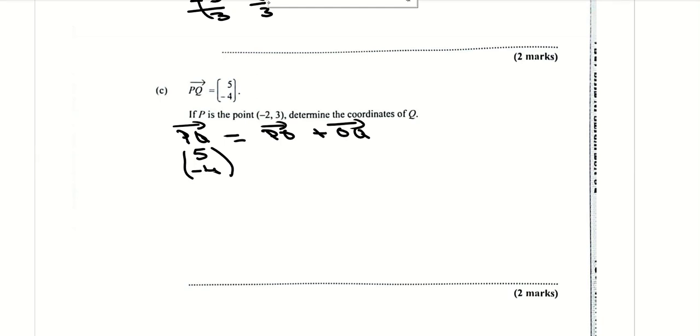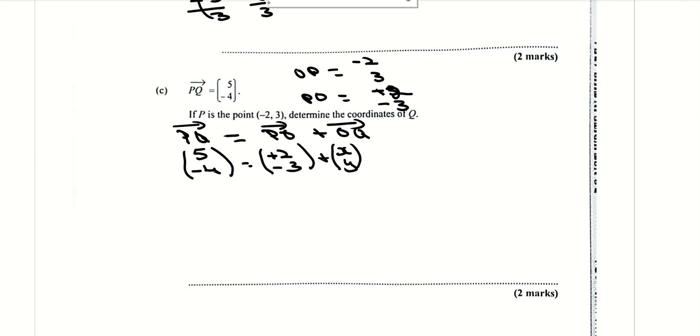Alright? We know that OP is equal to (-2, 3). But we don't want OP, we want PO, which would be (+2, -3). Right? So that would be minus 2, why am I saying minus 2? Plus 2 minus 3 plus xy, x being the coordinates of x, y being the coordinates of y.